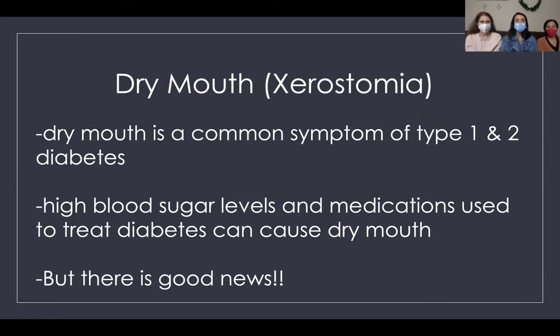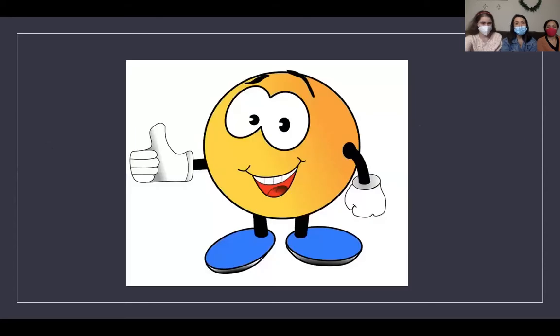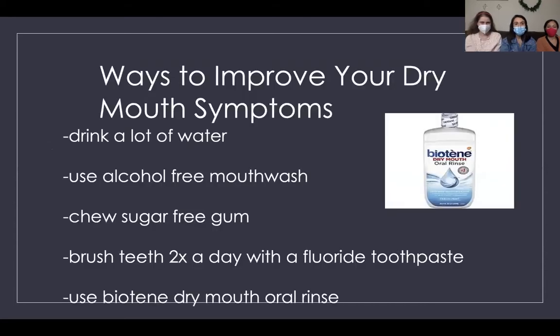So moving on to dry mouth or xerostomia, it is a common symptom of type 1 and type 2 diabetes. High blood sugar levels and medications used to treat diabetes can cause your dry mouth, but there is good news. There are ways to improve your dry mouth symptoms. You can improve them by drinking a lot of water, using an alcohol-free mouthwash, chewing sugar-free gum, brushing your teeth 2 times a day with a fluoride toothpaste, and also using a Biotene dry mouth oral rinse.